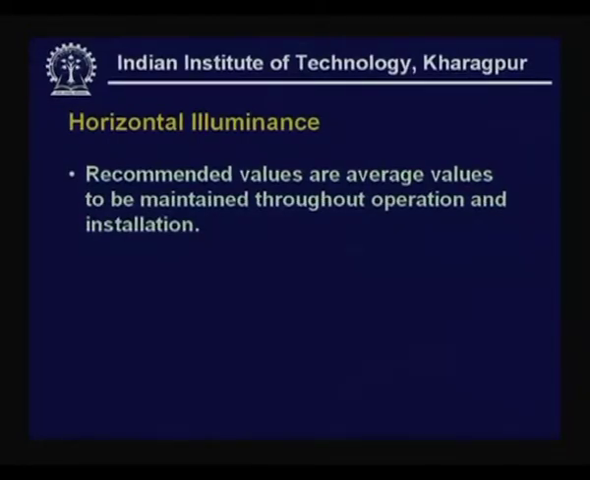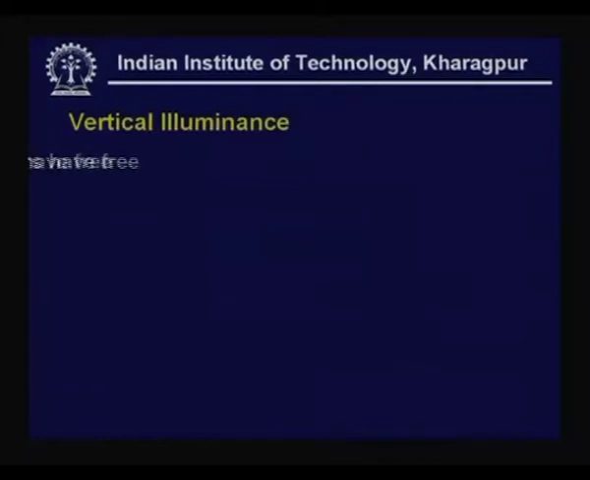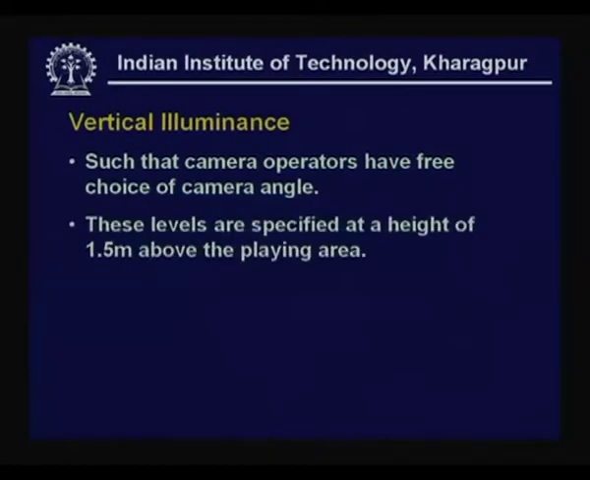One important issue that needs to be stressed is that the horizontal illuminance values which are recommended are average values which need to be kept throughout the operation and installation, and therefore it is always suggested that at least 1.25 times these values be chosen initially. The vertical illuminance, if kept properly, enables the media operators to have their free choice of camera angle. They can locate the camera appropriately.